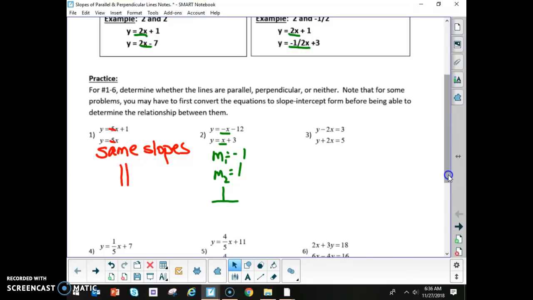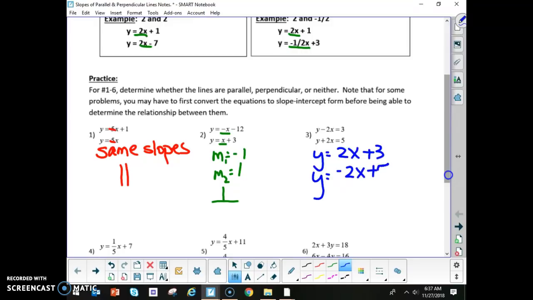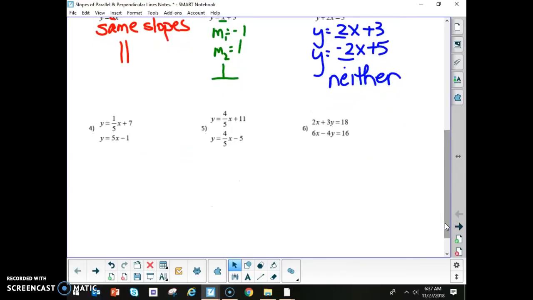In the third one, I'll bet you anything it's going to be a neither, but I can't tell until I solve for y. So on the first one, I'm going to add 2x to both sides, and on the second one, I'm going to subtract 2x from both sides. Taking a look at the slopes, these are not the same, nor are they opposite reciprocals, so this is a neither. And hopefully that will make enough sense to you.